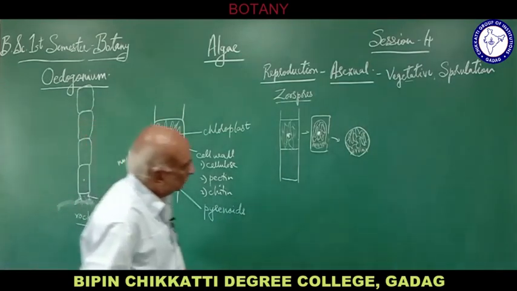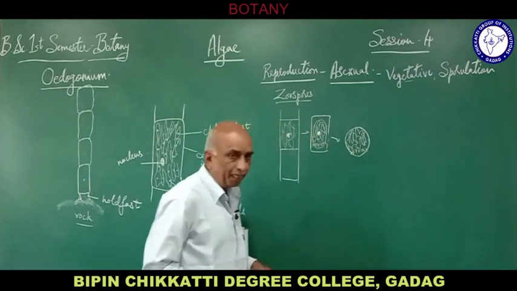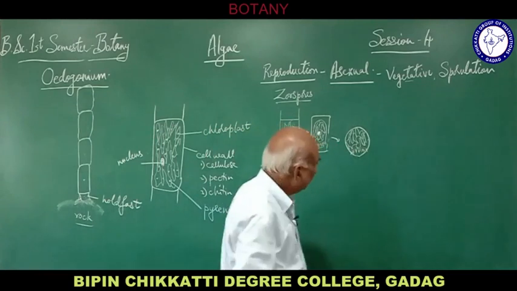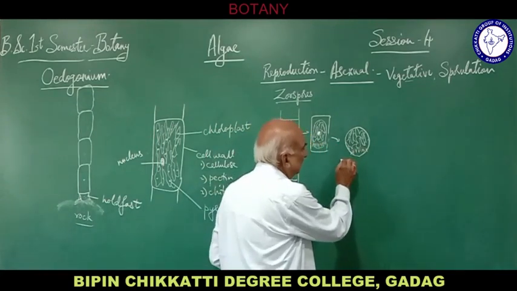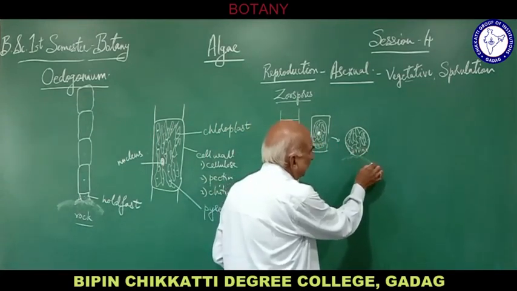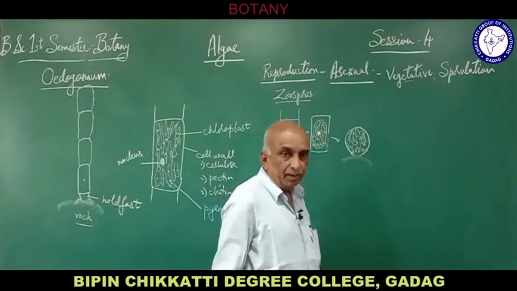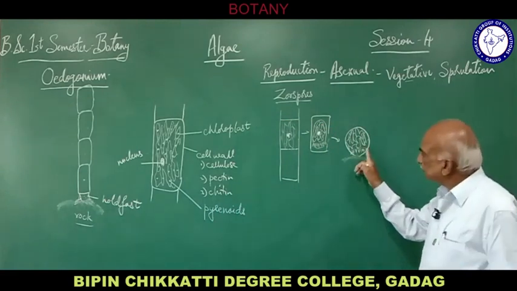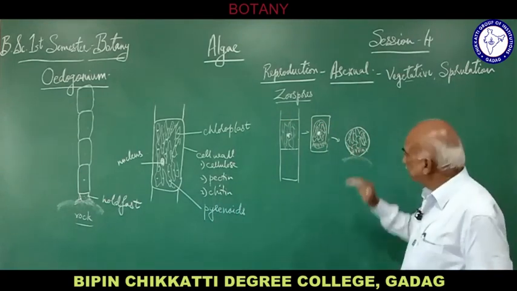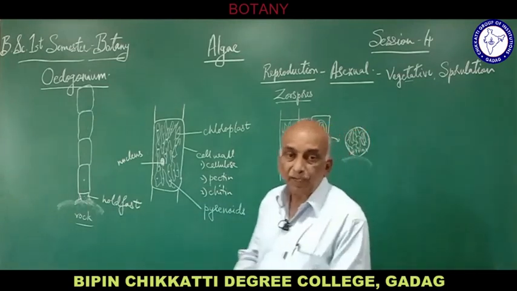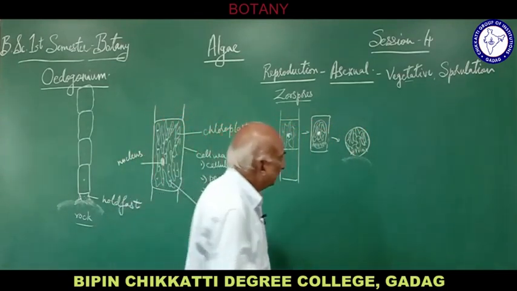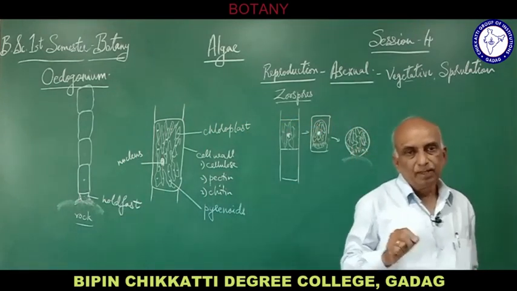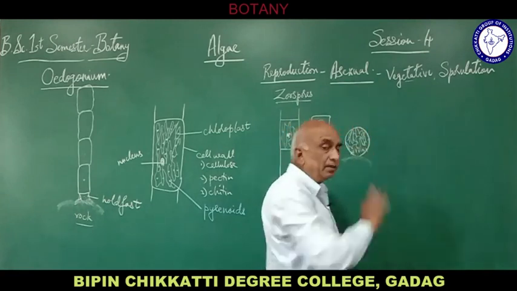The zoospores which are released from the cell swim in the water with the help of flagella, and when they come in contact with any hard substratum, they attach to it by the colorless area. Then this zoospore will divide by mitosis. This part of the zoospore becomes the holdfast, and the other part develops into the filament.